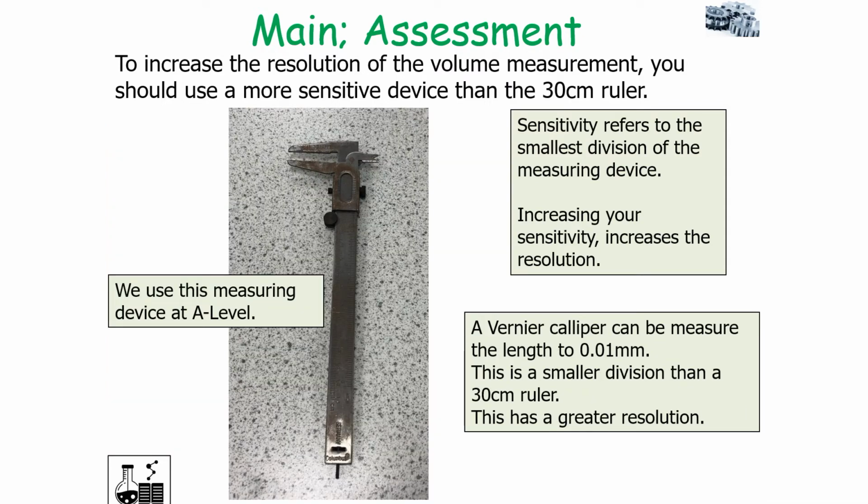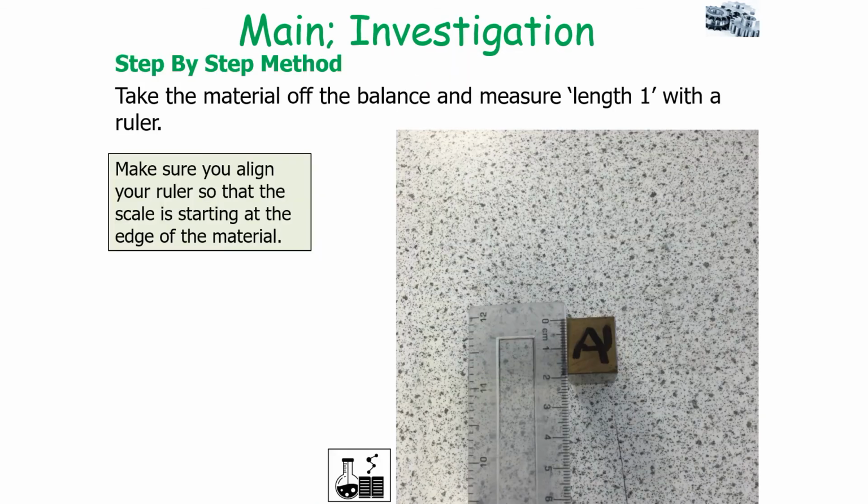Another more sensitive device which you could measure length with is something called a Vernier Caliper. Now, a Vernier Caliper can also measure length to 0.01 millimeters. So the Vernier Caliper has a resolution of 0.01 millimeters, and this is a smaller division than the 30 centimeter ruler, so it has a greater resolution and therefore it increases the sensitivity that the measurement is taken towards.